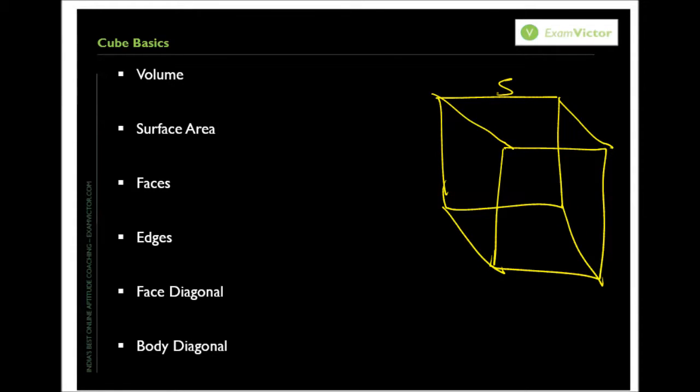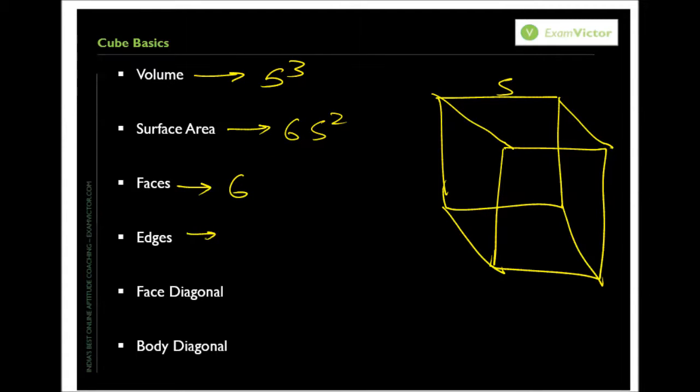So then some things are very obvious. The volume is S cube. The surface area is 6S square because there are 6 faces. Each face has the area of S square. So you have 4 faces on the sides, 1 front, 1 back. So totally 6S square. We just counted, so 6 faces.